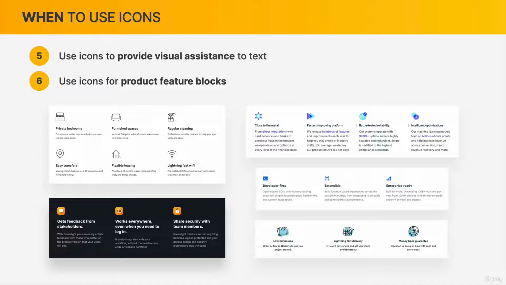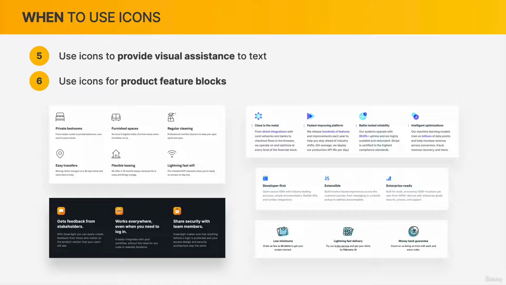For example, in this first feature blocks, we can see immediately, without even reading the text, that there are some bedrooms, that there is some furniture, some cleaning going on, and also that there's some Wi-Fi involved. So these days in modern web design, basically all websites have some kind of feature blocks like this, where they use some icons to provide visual information about each of their features.